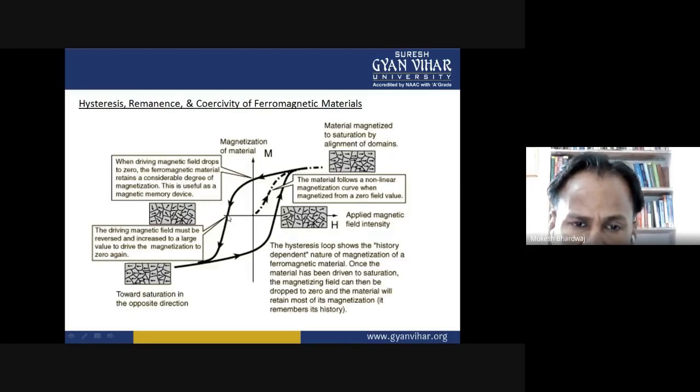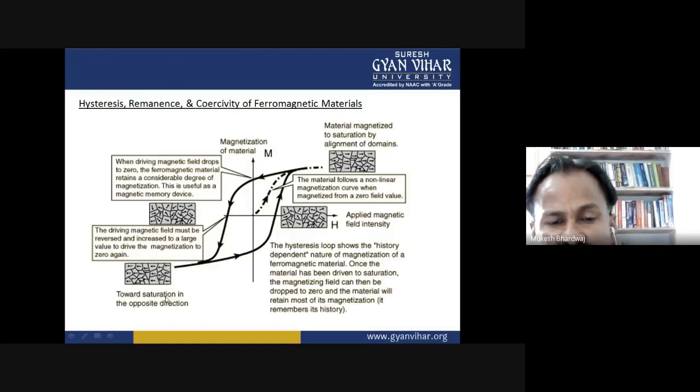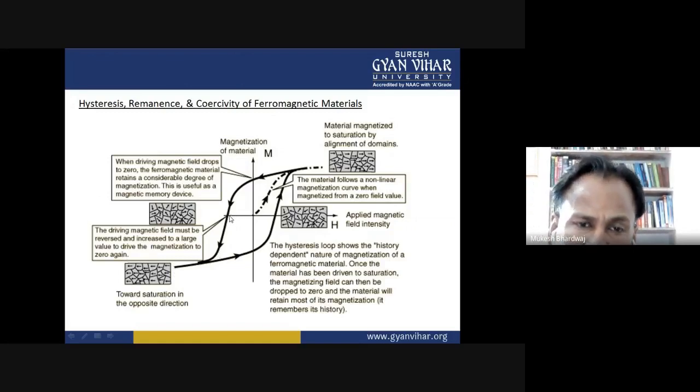And if I'm talking about this particular point, the driving magnetic field must be reversed and increased to a large value to drive the magnetization again to zero. So it is magnetization in the opposite direction. When you reverse the field, the domains will align in the opposite direction and the reverse saturation point is reached at this point.